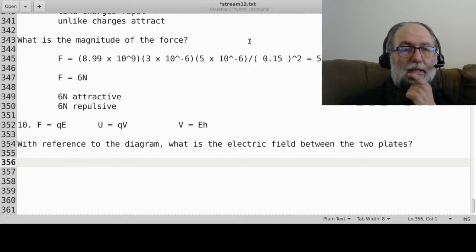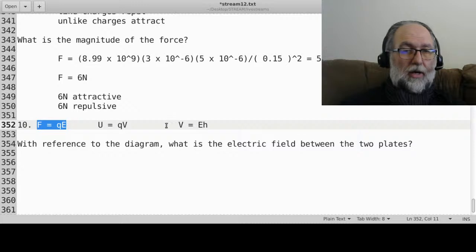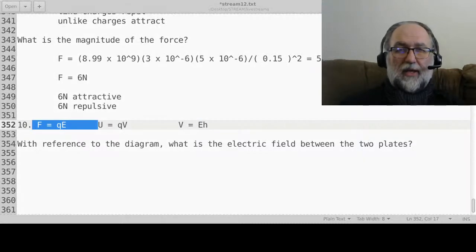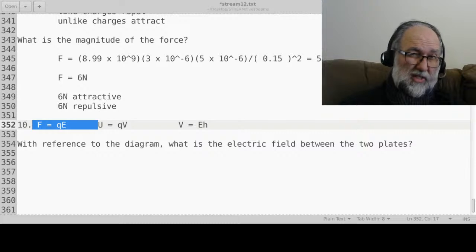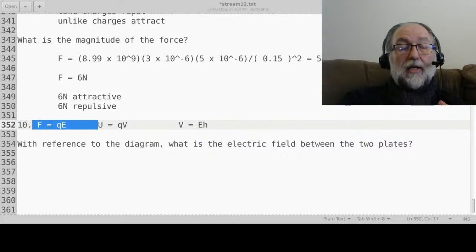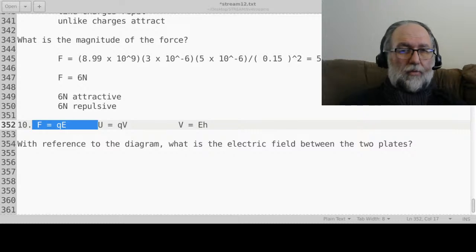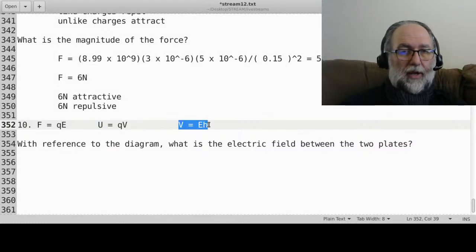You go, well, how am I going to solve that? So for the electric field, you could either use this one or that one because they're the only two that have electric field. But this one relates electric field and force. Okay, so if you knew the electric field, you could calculate how much force there was on that negative 2 microcoulomb charge. But you don't know the electric field. You're trying to find it. You don't know the force. Okay, so that's not going to work. But this one will. Okay, right there.